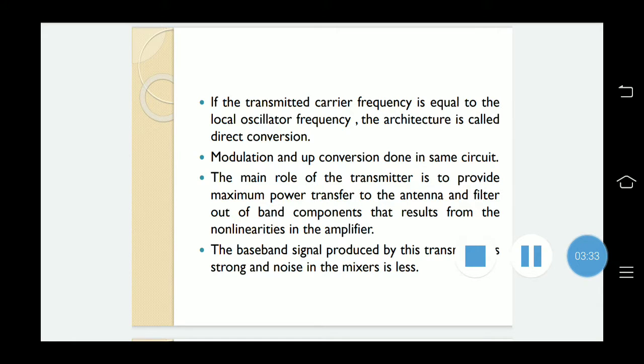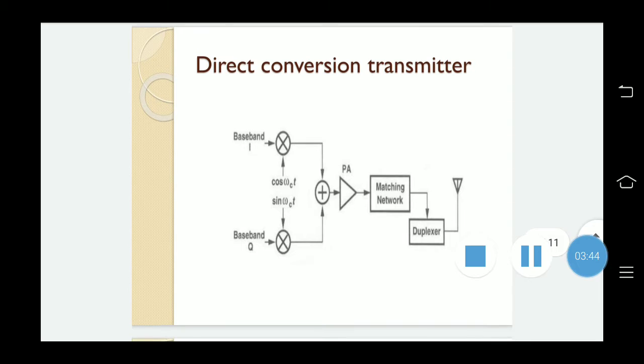The baseband signals produced by these transmitters are very strong and the noise in the mixers is very small when compared to the receiver. An important issue in the modulator is phase and gain mismatch of the I and Q parts. In a homodyne receiver, it leads to crosstalk between two data streams. To rectify the I-Q mismatch in a transmitter, apply two signals V0 sin omega naught t and V0 cos omega naught t to the I and Q input terminals and examine the spectrum produced by the adder.